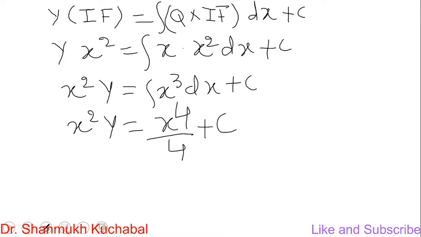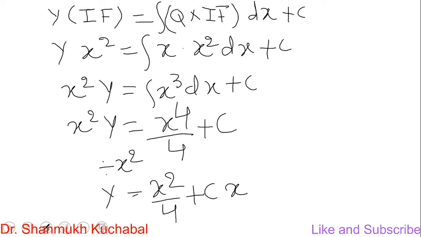So we want the solution for y. Divide the whole equation throughout by x square. The x square on the LHS cancels, and we get y equal to x raised to 4 divided by x square, which gives x square divided by 4, plus C into x raised to minus 2. Therefore this is the solution of the differential equation.